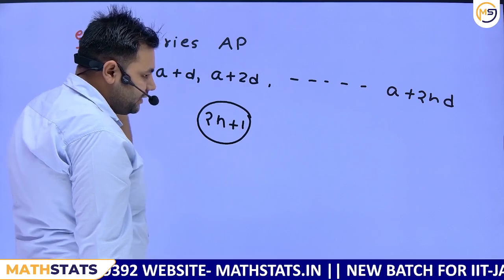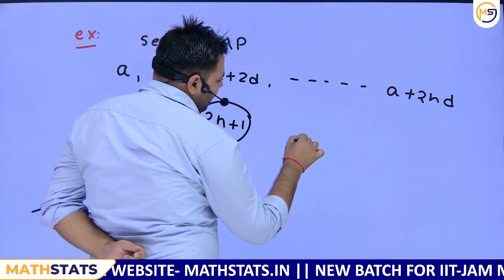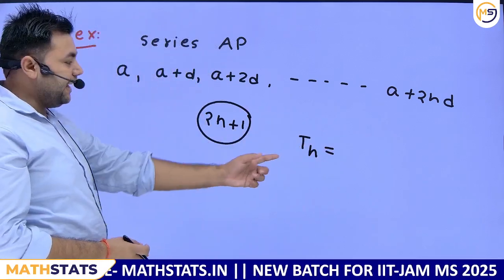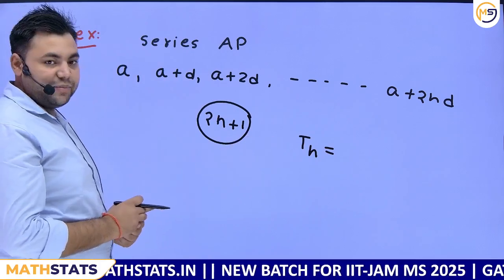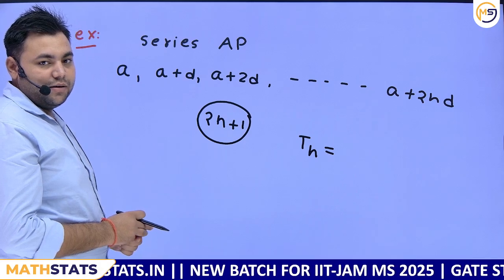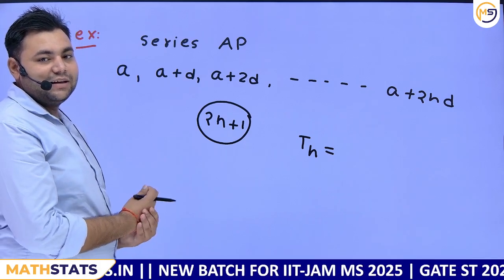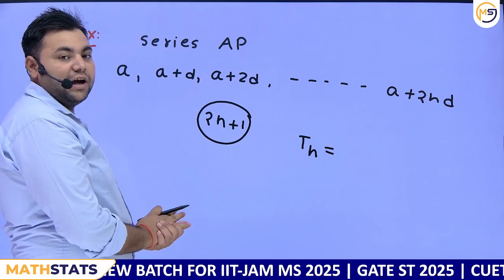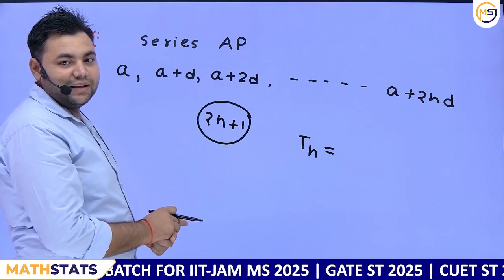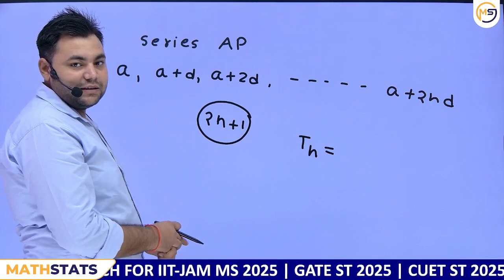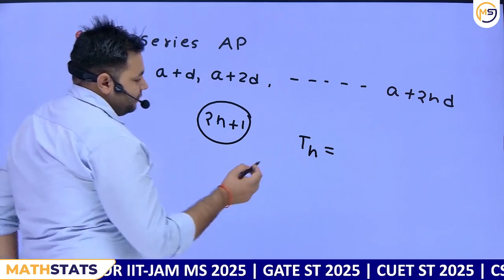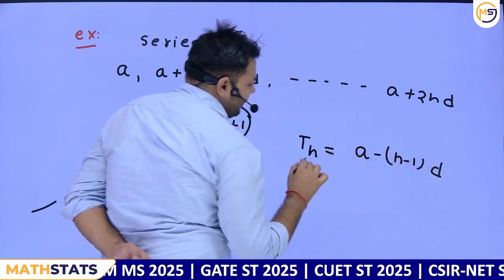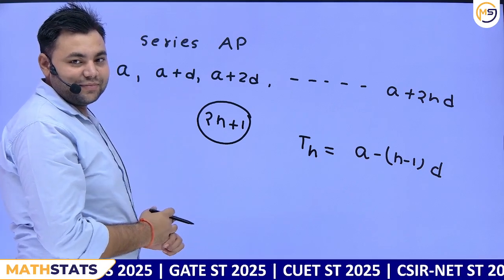How can you calculate it? You remember one formula. What is the formula of the last term in an AP? The first term plus n minus 1 into d. So the last term is A plus n minus 1 into D. A plus or A minus? A plus.